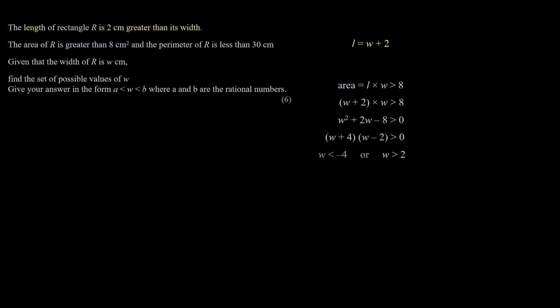The perimeter of a rectangle is 2L plus 2W, and the perimeter is less than 30. Substituting L equals W plus 2, the inequality becomes 2 times (W plus 2) plus 2W. Solving for W gives W is less than 6.5. Therefore, W lies in the interval between 2 and 6.5 to satisfy both conditions, the area being greater than 8 and the perimeter being less than 30.